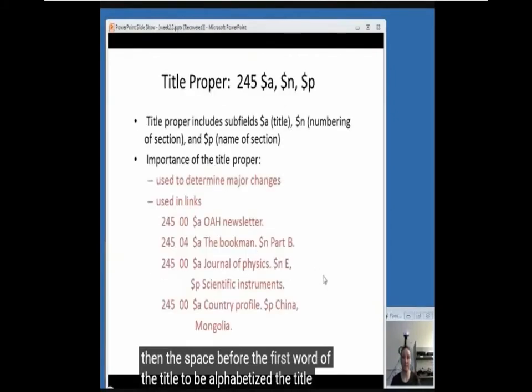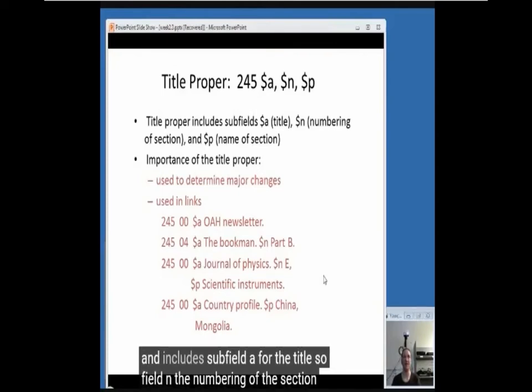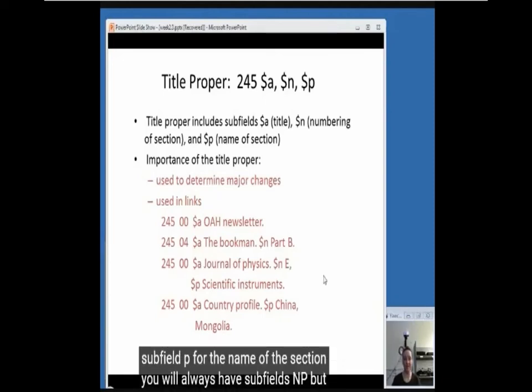The title proper is the main section of the title. It includes subfield a for the title, subfield n for the numbering of the section, and subfield p for the name of the section. You won't always have subfields n and p, but they might appear on serials sometimes.